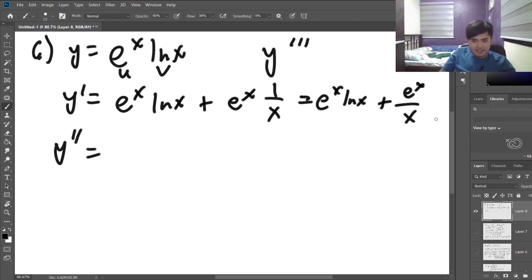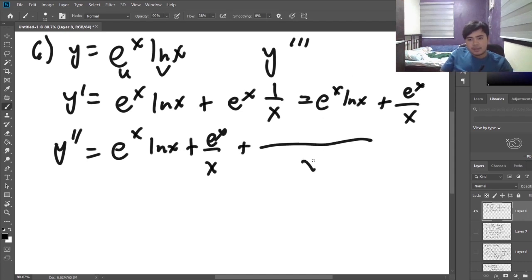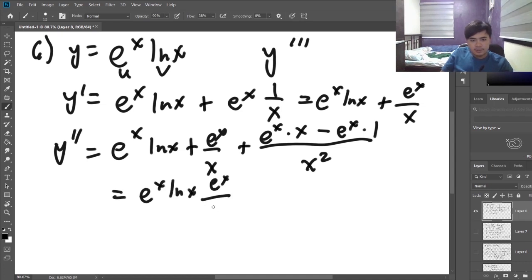So y double prime is equal to the derivative of e to the x ln x plus e to the x over x. We know the derivative of e to the x ln x, we just found that earlier. So just copy that, e to the x ln x plus e to the x over x, and then the derivative of e to the x over x. What's that? That's going to be a quotient rule situation. So the bottom is x squared, and then the top is the derivative of the first, e to the x times x, minus e to the x times the derivative of the second, which is going to be 1. So we get e to the x ln x plus e to the x over x plus x e to the x minus e to the x over x squared.